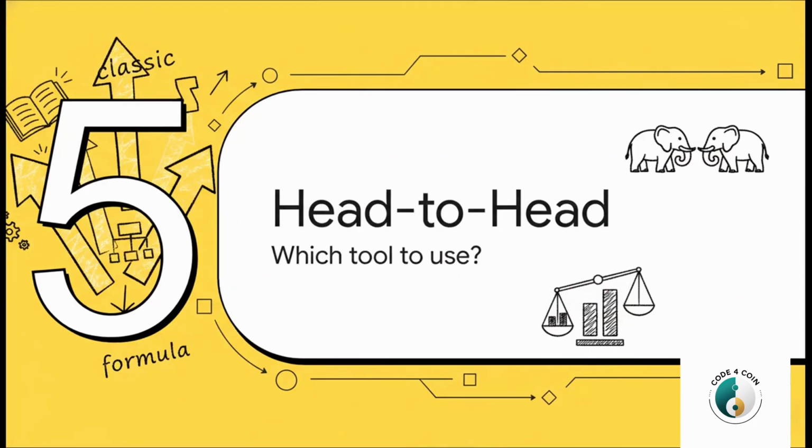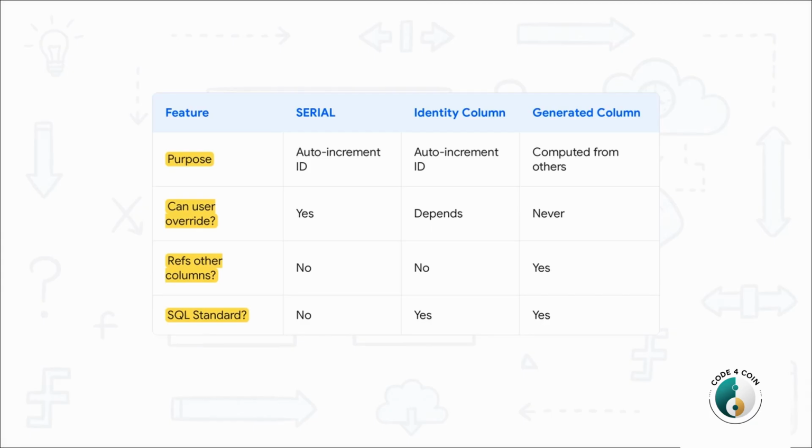Okay, we've looked at the classic, the standard, and the formula. Now let's put them all side by side to make it crystal clear which one you should be reaching for and when. This table pretty much sums it all up. First up, purpose. Serial and identity columns are your ID generators. Generated columns are your calculators.